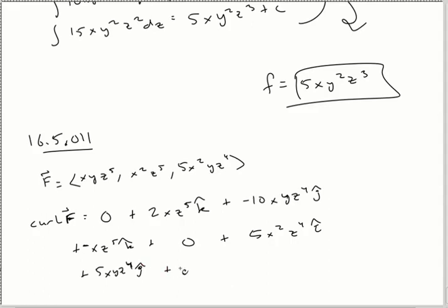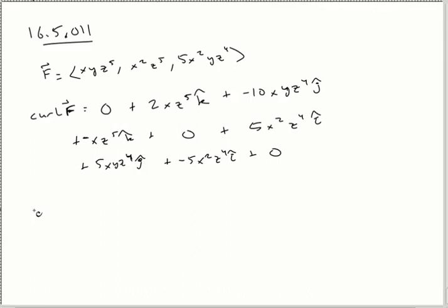J, this would be a negative I, so this one in terms of z, so negative 5x squared z to the 4th I, and then a 0. Okay, so let's see what we got. In terms of I, you can see I got x squared z to the 4th, x squared z to the 4th, they cancel out. Okay, cool.